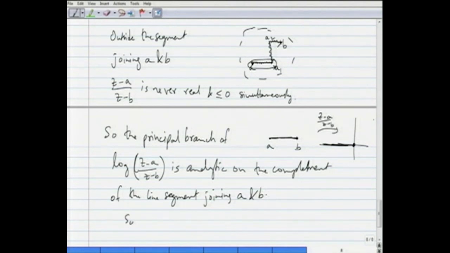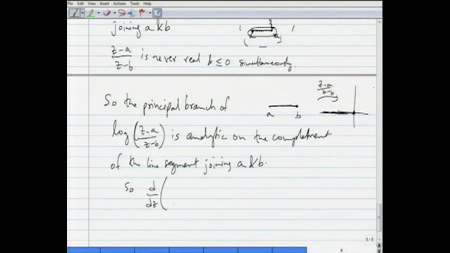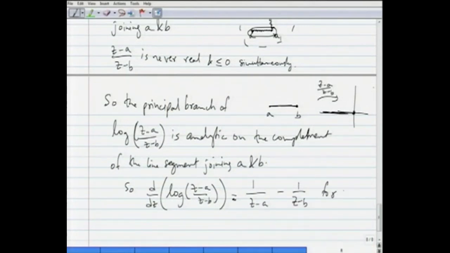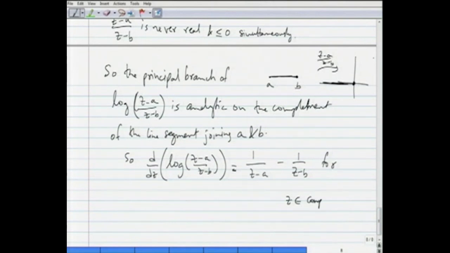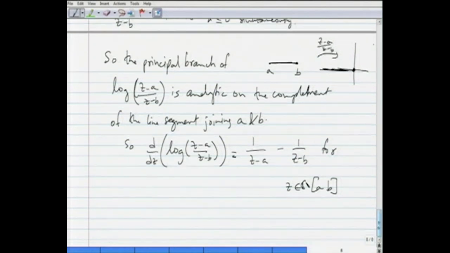Since this principal branch is analytic, we can differentiate it and we know what its derivative is. I am writing log of z minus a by z minus b as log z minus a minus log z minus b. The derivative is 1 by z minus a minus 1 by z minus b for z in the complement of the line segment. I will use a shorter notation, C minus AB, meaning the complement of the line segment joining A and B. Then gamma does not meet the segment. So gamma star does not intersect it.